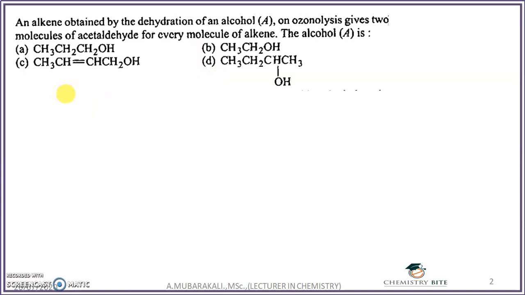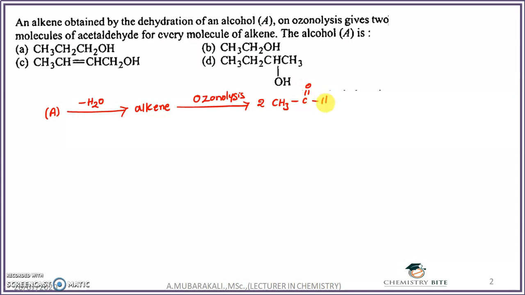So what they are saying: A is an alcohol. On alcohol A they have done the dehydration, they have removed the water. After removing the water, they got one alkene as the product. On this alkene they have done ozonolysis. When they have done ozonolysis, they have got 2 molecules of acetaldehyde, that is, CH3CHO. So they have got 2 molecules of acetaldehyde.